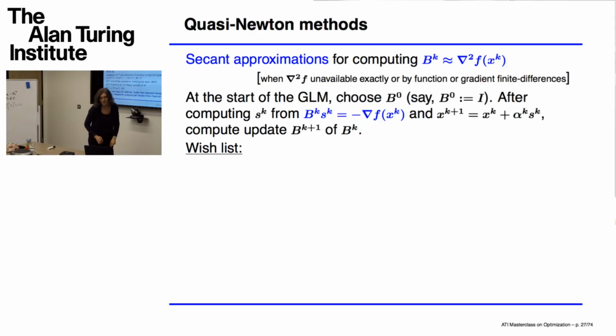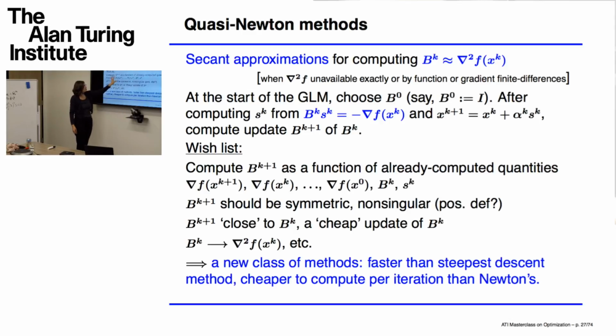And first of all, what would we like? Well, I don't want to have to compute a lot more additional function information to compute my next matrix B_{k+1}. In fact, all I will do is compute one more gradient value that I would compute anyway because it's my next guess of the solution. Now B_{k+1}, I will choose symmetric because it approximates a symmetric matrix, and at least it should be non-singular so that I can solve this system in the next iteration. Ideally, it should be positive definite so that I can have a descent direction.